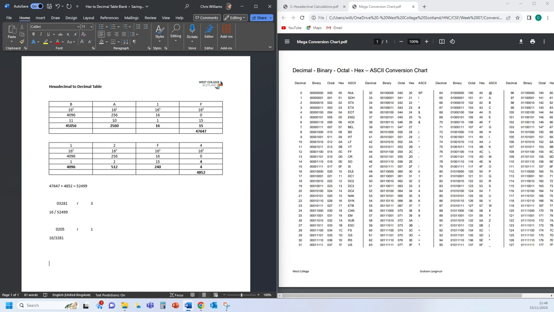Again, same process with the 205. So again, we know 16 doesn't go into 2, so that's 0. 16 into 20 goes 1 with 4 remainder. So we put the 4 with the 5 in 45. So 16 into 45 is 2 with the remainder of 13.